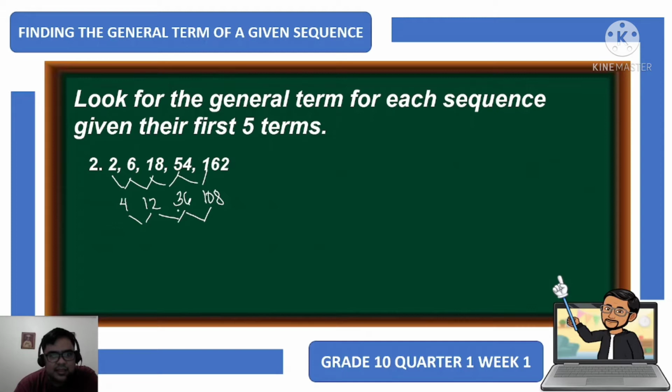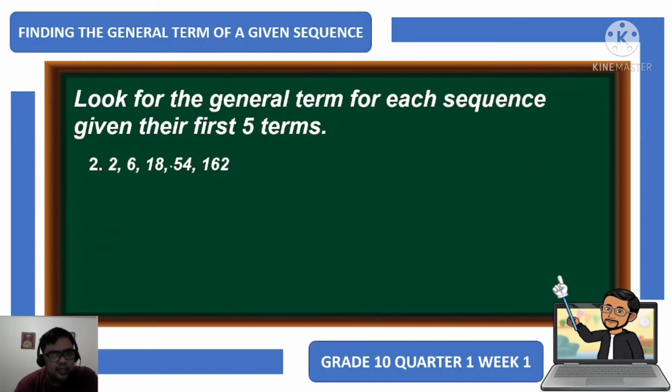So, sa first differences, di pareho. So, 12 minus 4, 8. 32 minus 12, 24. So, as you can see, hindi pa rin pareho. 108 minus 36 is 72. So, sir, paano yan? Kasi sa second differences, hindi pa rin pareho. So, ang gagawin natin, gagawa tayo ng other way. Paano, sir? Sa ganito, let's examine the terms.